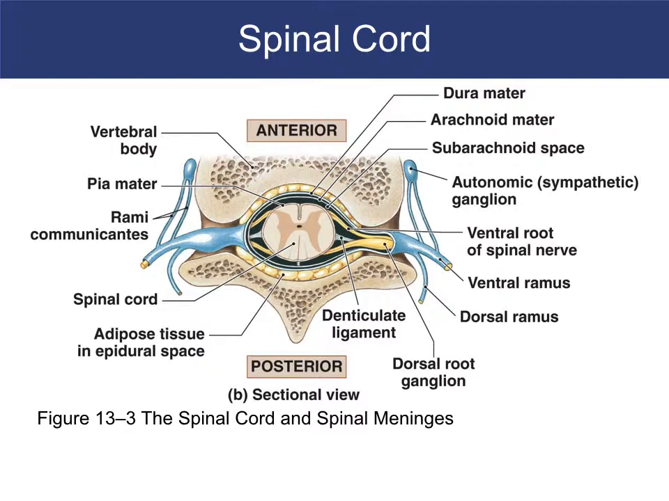Also notice that there's these little nerves that come out here and go to this thing right here, which is called the autonomic chain ganglion, which is the sympathetic ganglion. I'll go into that a little bit later. And these are called the rami communicantes that send little fibers out there, and then some come back as well.